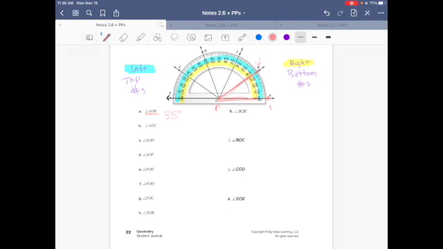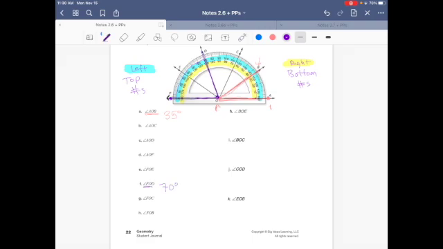Let's take a look at another one now. Let's look at one from the left. Let's look at FOD. F is on the left-hand side, right? So we're going to be using the top numbers, and we're starting at 0. So I'm going from F to O to D, thinking about that angle there. I'm going to count 10 degrees, 20, 30, 40, 50, 60, and it's right on the money there. So that's going to be 70 degrees.